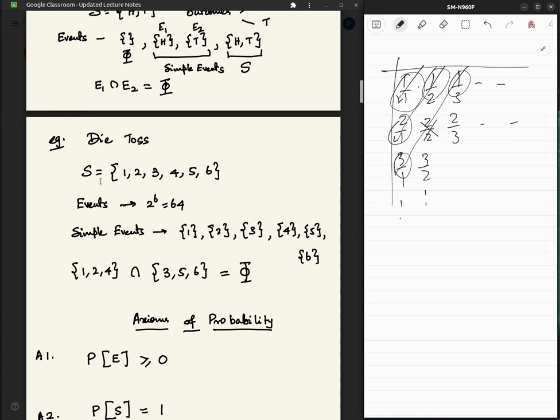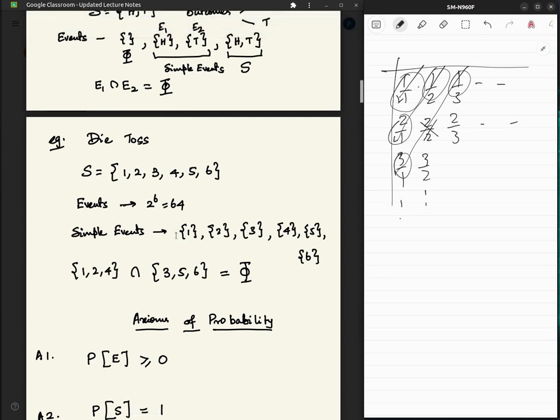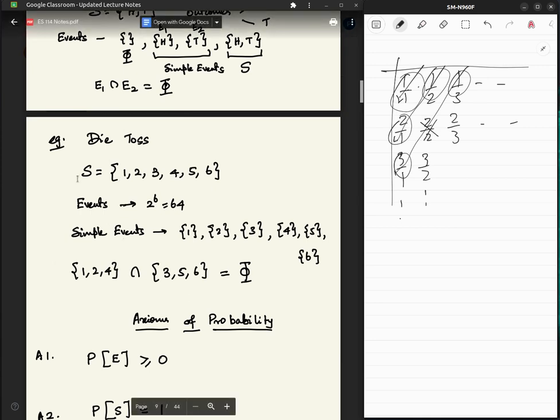Die toss. S equal to this, number of events 2 power 6 equal to 64. What? 2 power 6? Oh, okay, fine. It's the number of events that you could define based on this sample space. So that is the number of subsets, of course, which is 2 power 6, because every element could be in that event or not. So it's two choices, so 2 power 6, because 6 elements. Okay, simple events, you got all of this.